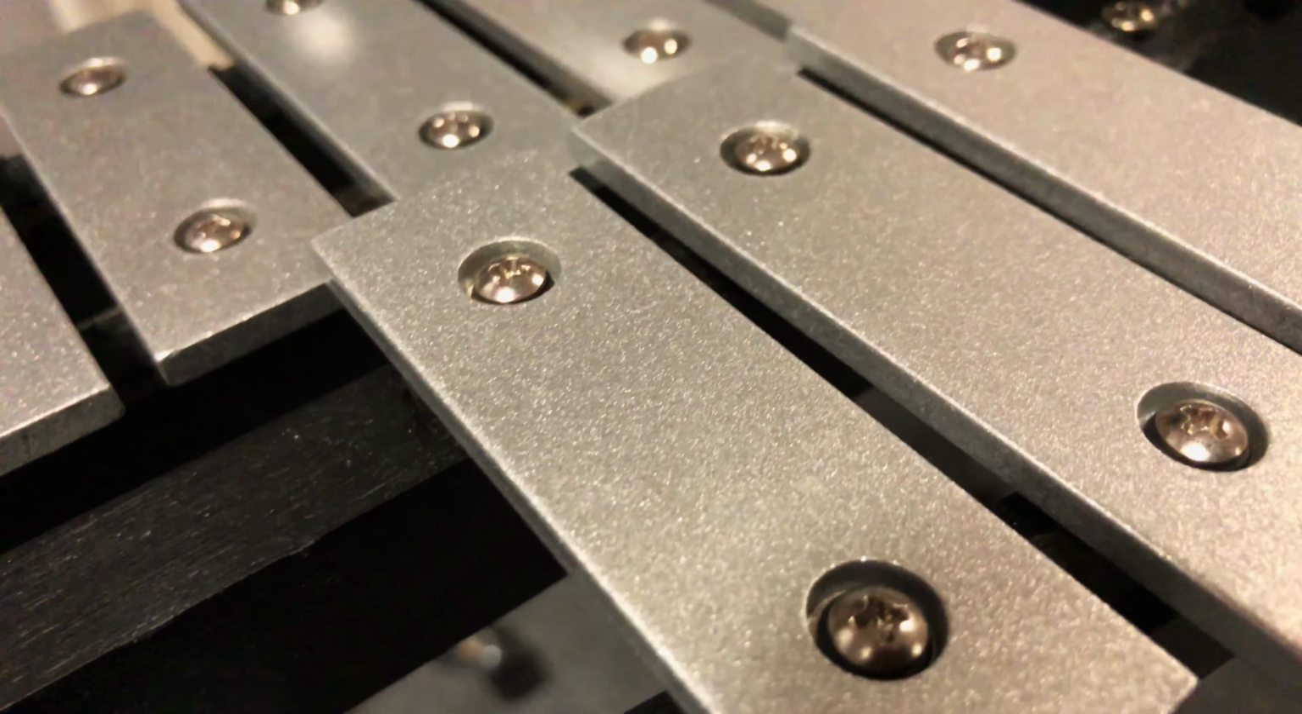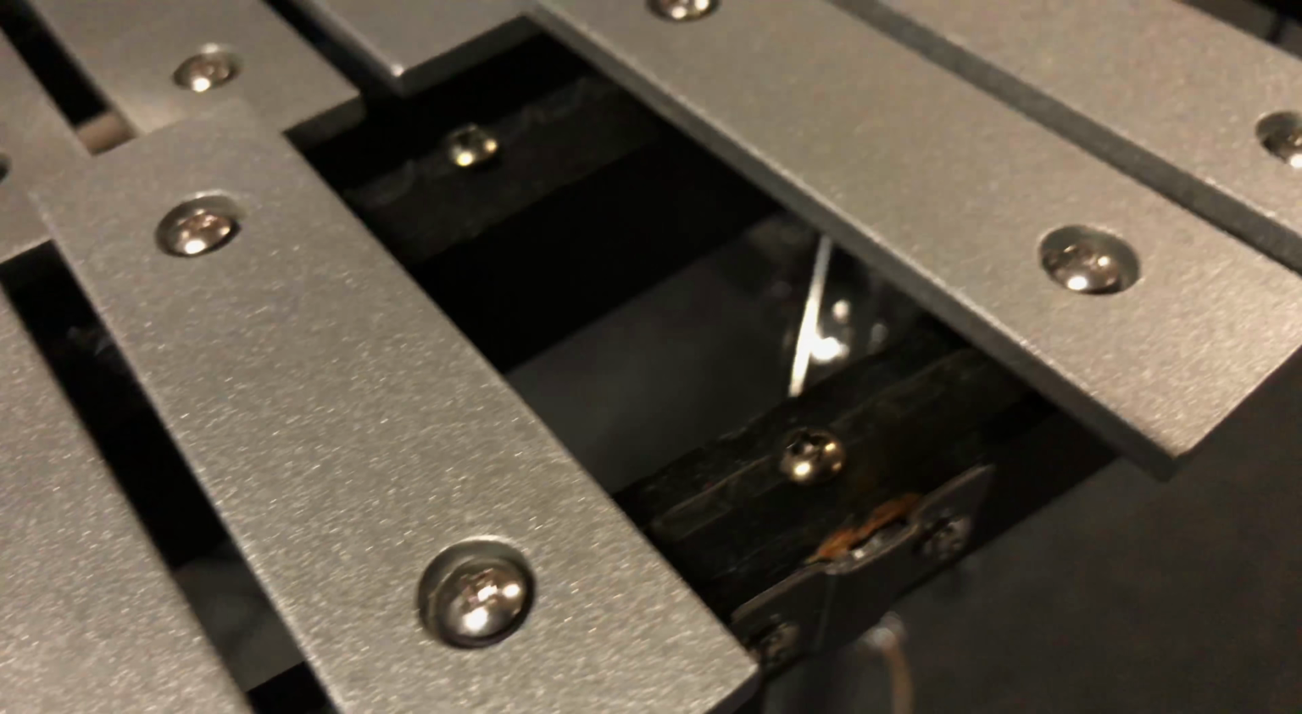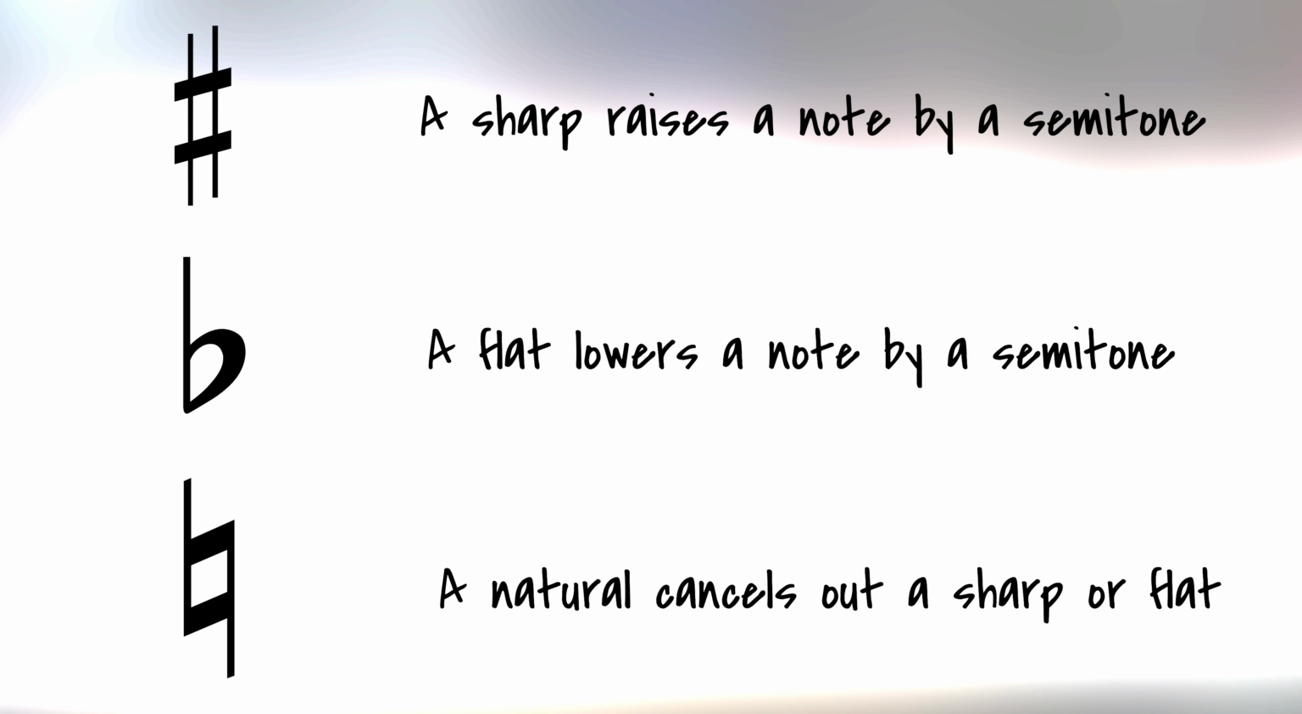So, to summarise, an accidental is either a sharp, flat or natural. A sharp raises a note by a semitone. A flat lowers the note by a semitone. And a natural cancels out a previous sharp or flat. That's the end of this lesson on accidentals.